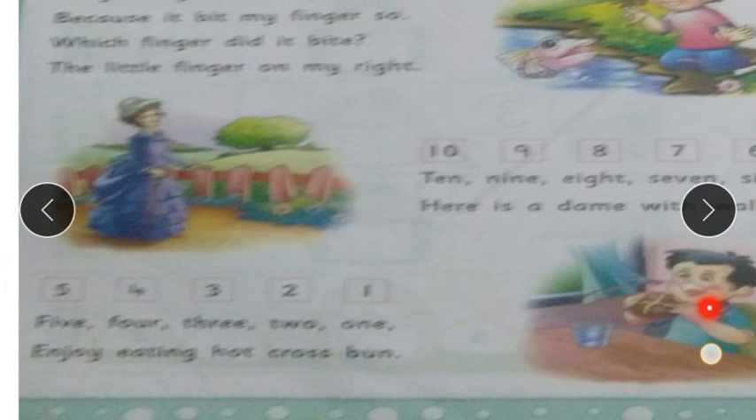Now you have to receive the next. 10, 9, 8, 7, 6. Here is a dog with a walking stick. So here 10, 9, 8, 7, 6. Here is a dog with a walking stick. Then 5, 4, 3, 2, 1. Enjoy eating hot cross bun. So this is the rhyme. Now you can eat hot cross bun. So this is the rhyme.